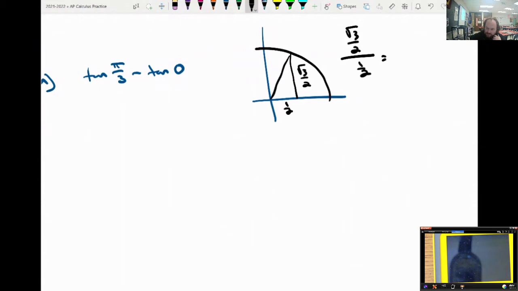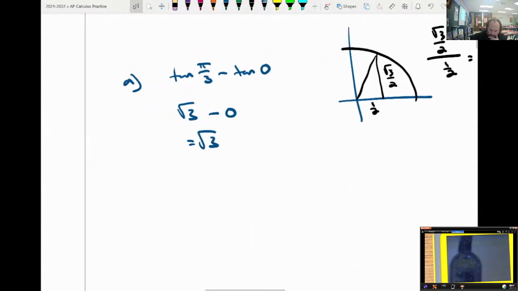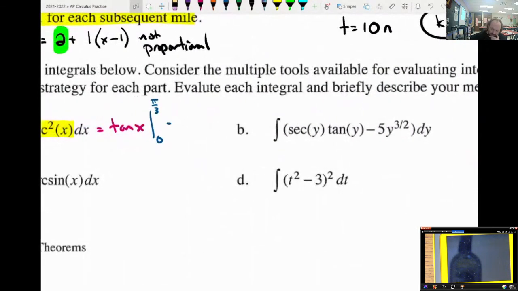And the way I like to think about this is the 1/2's actually canceling out. So you get the square root of 3 over 1. So I know this is the square root of 3 minus 0, and so it's the square root of 3. That's kind of my logic for this problem over there. So when you're evaluating this integral, it's going to end up being the square root of 3 right there.